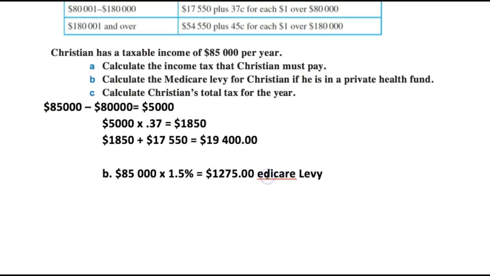Okay, so now we've done that. Have we finished it yet? Of course not. Calculate Christian's total tax for the year. And this is another bit that got a few people into a spot of bother. His total tax will then be the original $19,400 plus his Medicare levy of $1,275, and that will equal $20,675. Okay, and that's all of it.